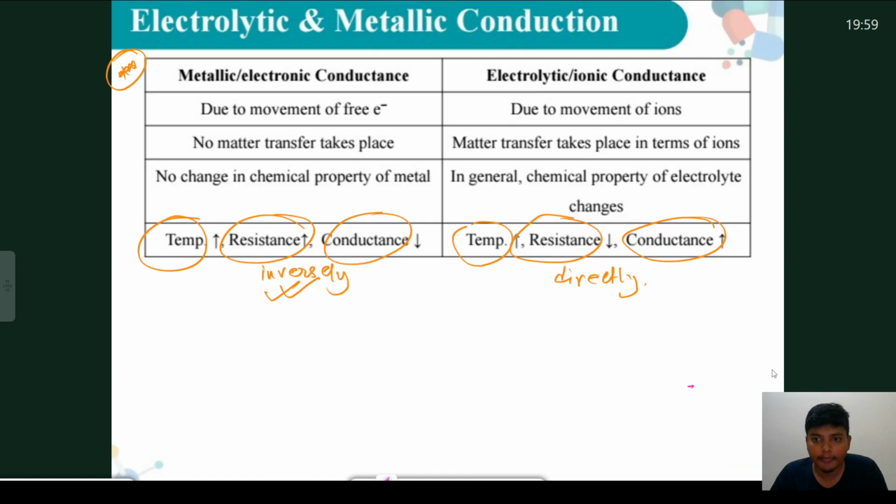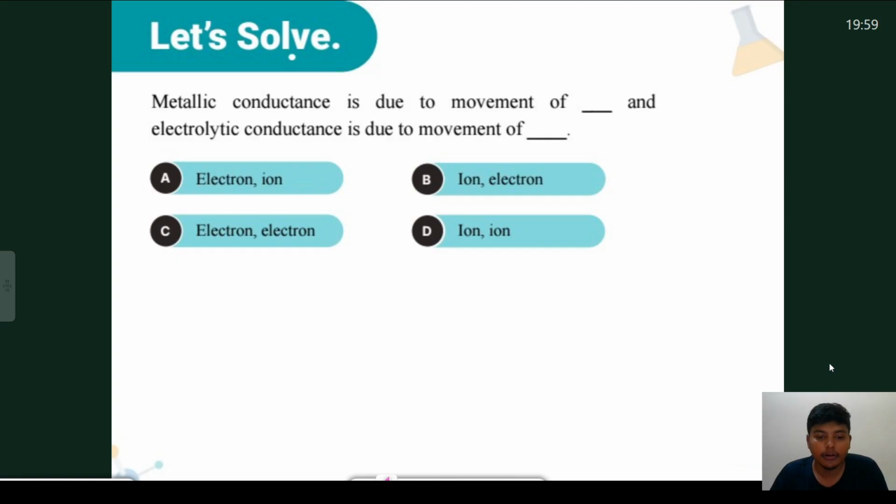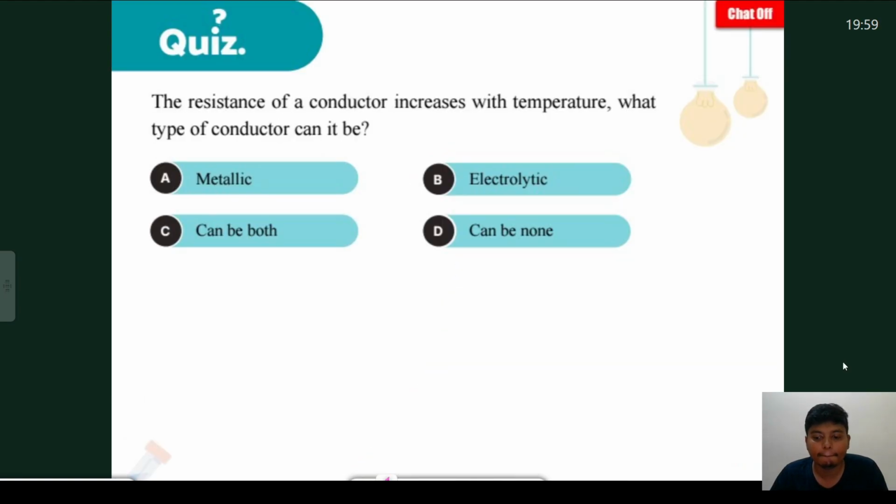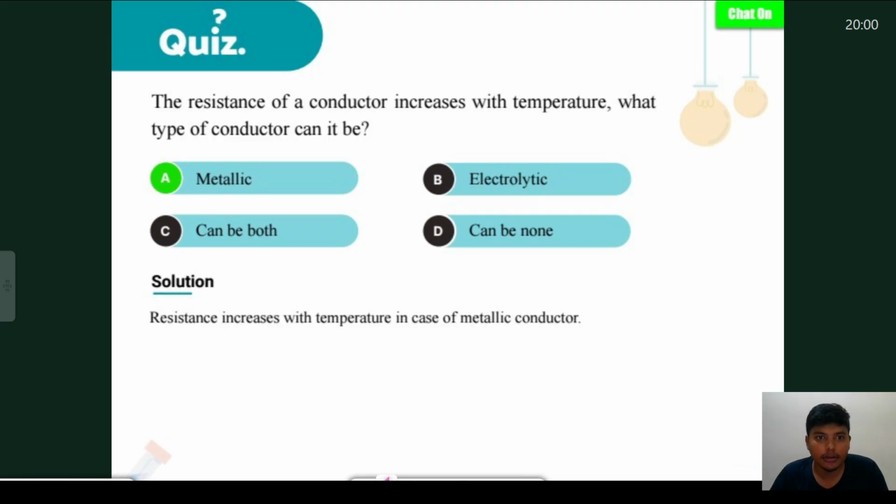Okay. Next, tell me. Metallic conductance is due to electron, yeah, option A. Okay. Next. Metallic will be there. Okay, why are you telling D?